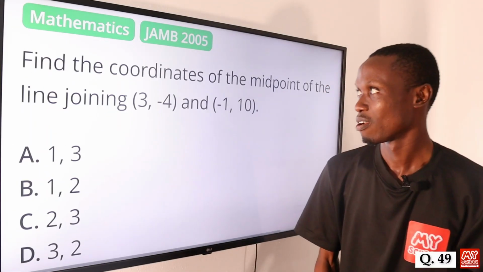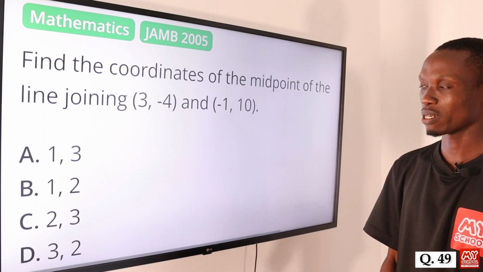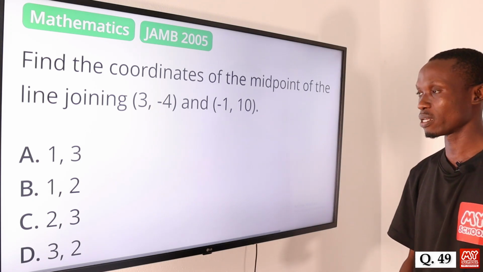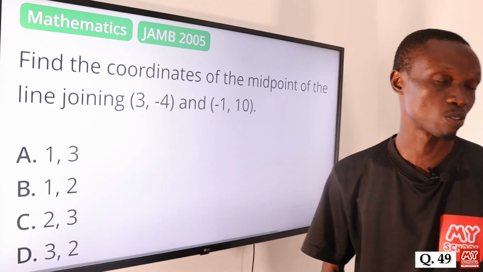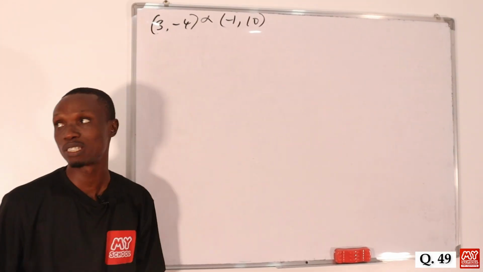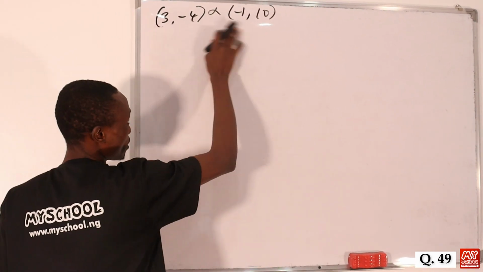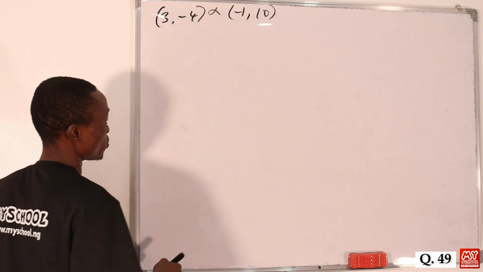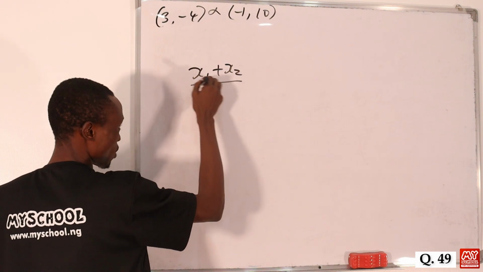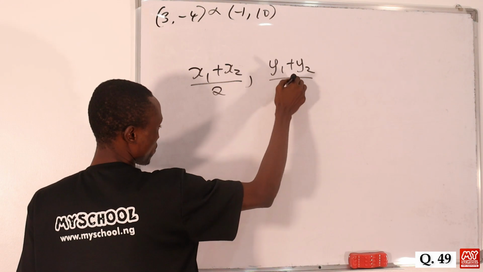Question 49. Find the coordinates of the midpoint of the line joining (3, -1) and (-1, 10). So let's move over to the board to provide the answer to this question. To find the coordinates of the midpoint of the line joining these 2 points that are given to us, we simply make use of the formula (x1 + x2)/2, comma, (y1 + y2)/2.